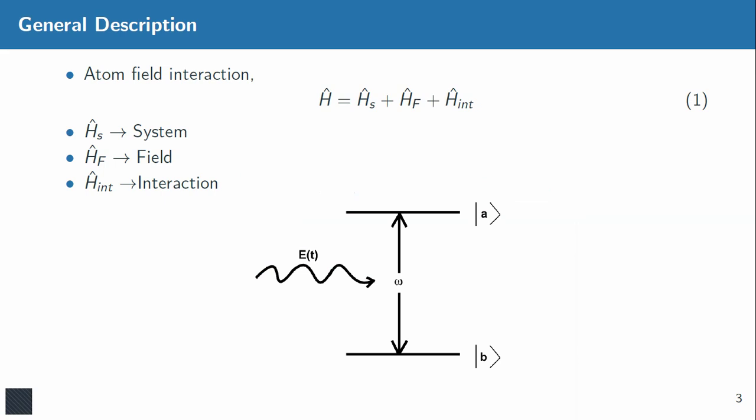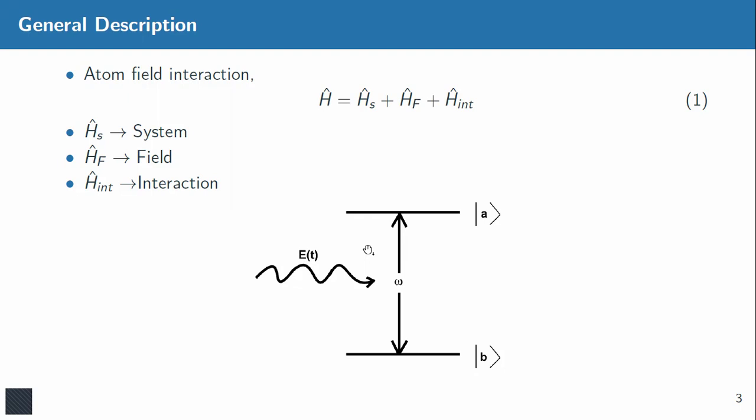In quantum optics, we usually consider a system, and for simplicity, we will here consider only a closed system made up of two subsystems. One system is the two-level atom, and the other system is the electromagnetic wave that is interacting with this two-level atom. So the atom-field interaction can be described by a Hamiltonian that has three terms.